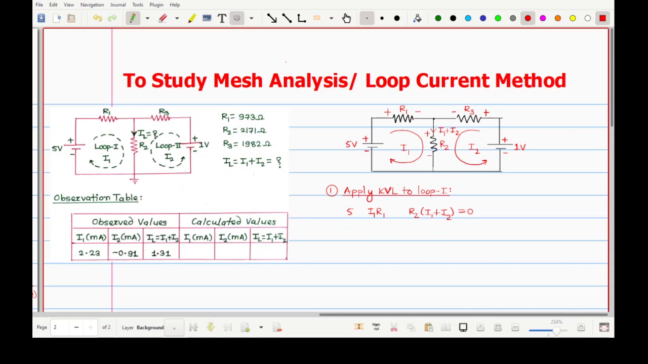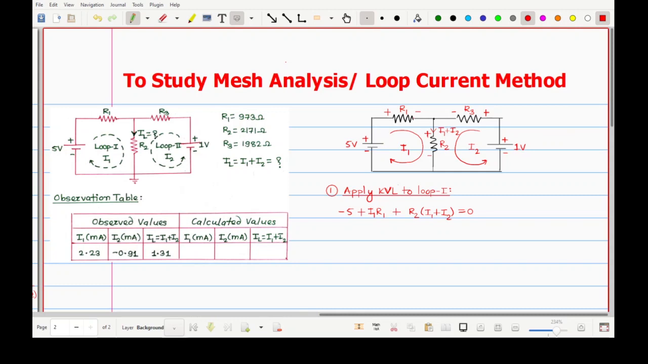Okay, now we have to give the sign. For giving the sign, consider the current direction. So let us focus on I1. Now I1 is entering through this 5 volt from the minus terminal, so use minus sign over here. Through this R1 current is entering from the positive terminal, so you have to use positive over here, and through this R2 current is entering from the positive terminal, so again you have to use positive over here.